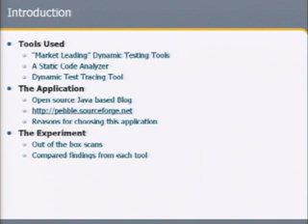So what I did in this experiment was I used two of the market-leading dynamic pen testing tools for web applications. I used a static code analyzer, a source code analyzer, and I used a dynamic test tracing tool. I'll talk about these tools on the next slide. The application I scanned was an open source Java-based blogging application. You can find it on SourceForge.